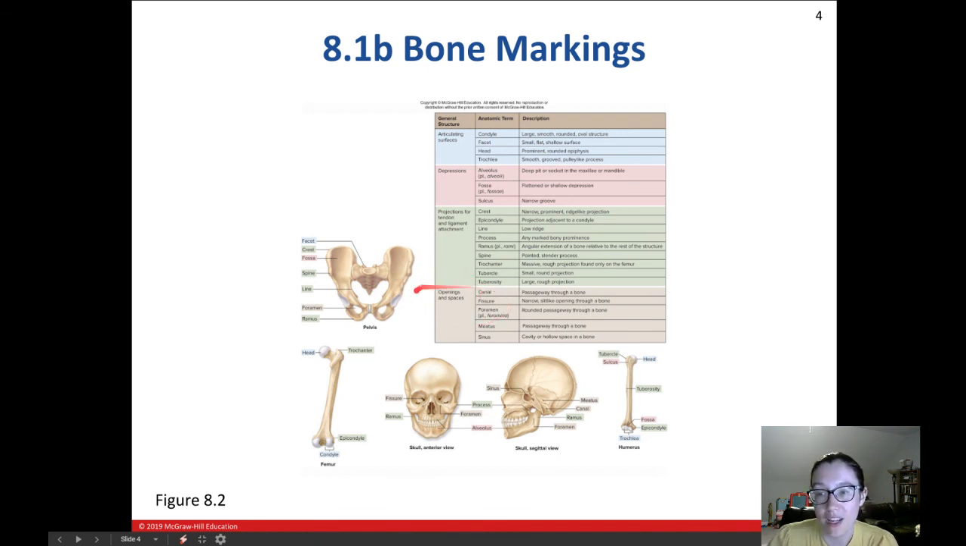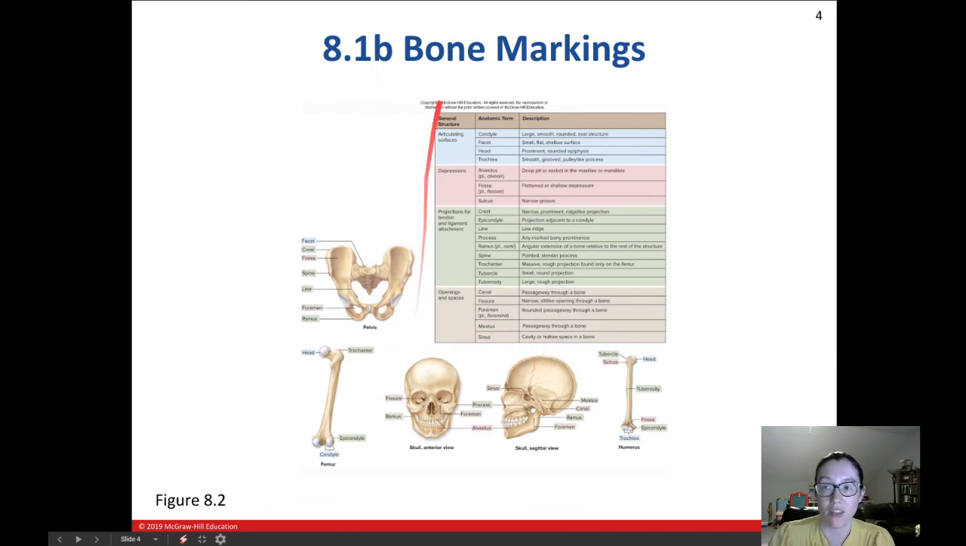And then finally, openings or spaces. A canal is a passageway through a bone. A fissure is a narrow slit-like opening. A foramen, and foramen is important, we'll learn about a couple of those. These are rounded passageways through a bone. A lot of times blood vessels and nerves might go through them. A meatus is also a passageway through a bone, like an external auditory meatus going into the ear. And a sinus is a cavity or hollow space in a bone.